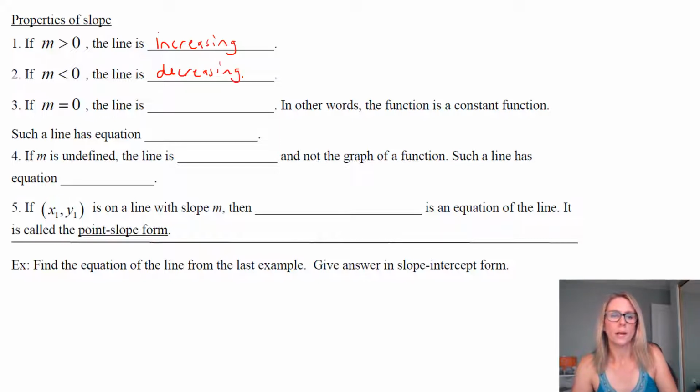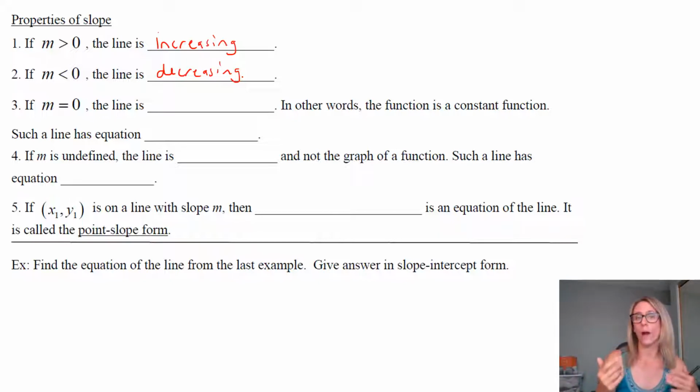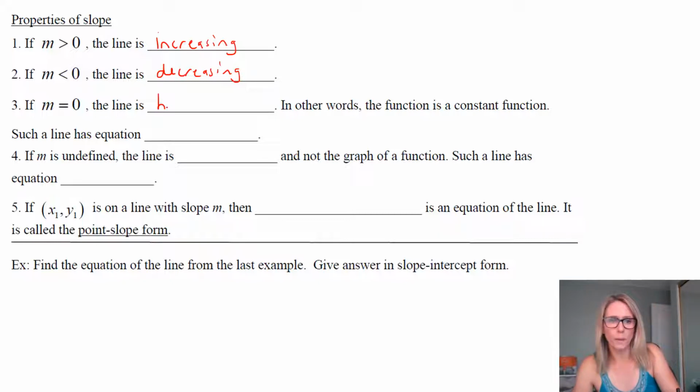You might be able to guess, if m equals 0, there is a slope that is 0. What that really means, if you think about it, is that the numerator is 0, so the change in the y values is 0. That creates a line that looks like this. We've talked a little bit about it already. It is horizontal.